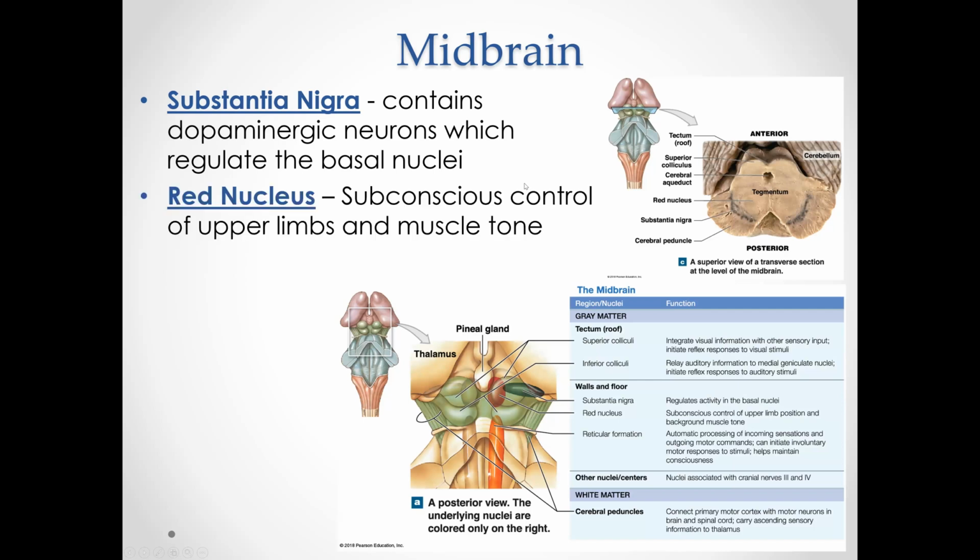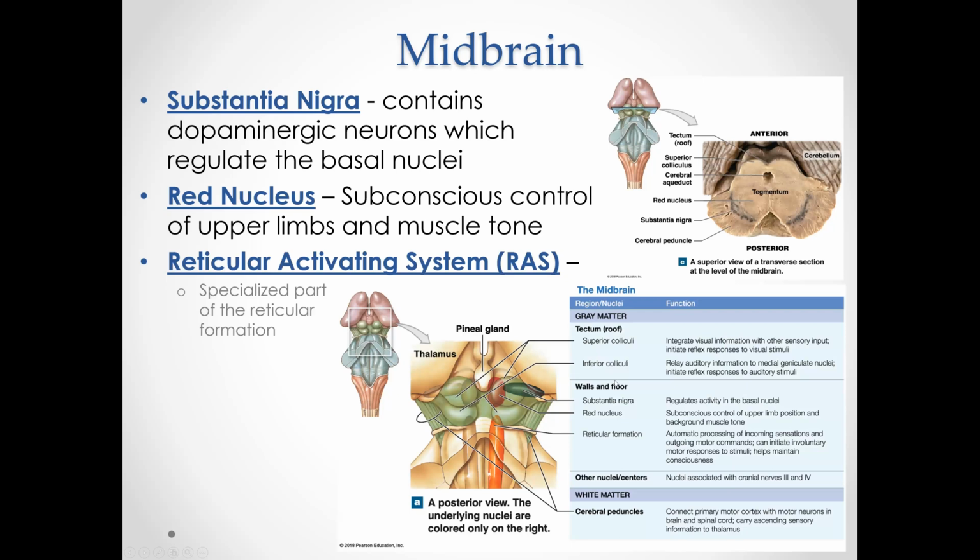There's also an area in the midbrain called the red nucleus, shown right here. It's got a red color because of the proliferation of blood vessels in this area. This area provides subconscious control of your upper limbs, as well as the muscle tone you have when you're not consciously thinking about contracting your muscles.